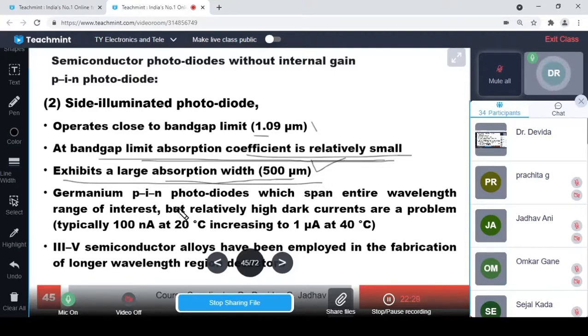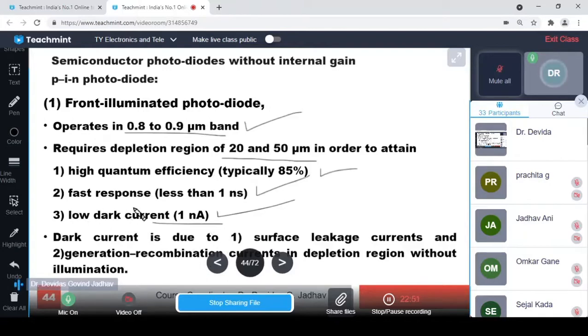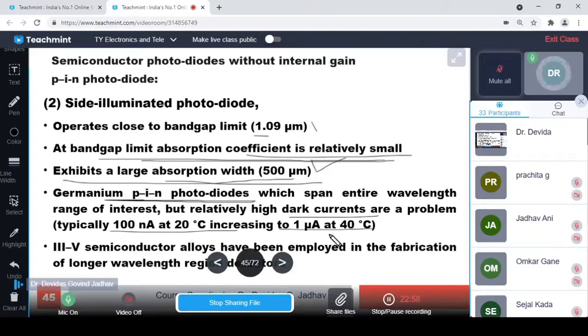So here we can operate for longer wavelengths, so we can use germanium material. But germanium has the drawback of high dark current: typically 100 nanoamperes at 20 degrees, increasing to 1 microampere at 40 degrees, which is much higher than the front illuminated, where dark current is less than 1 nanoampere. So here it is 100 nanoamperes to 1 microampere depending on temperature. But the quantum efficiency and operating wavelength are all better.